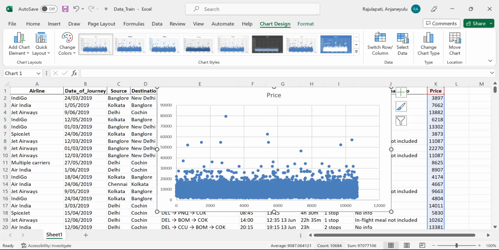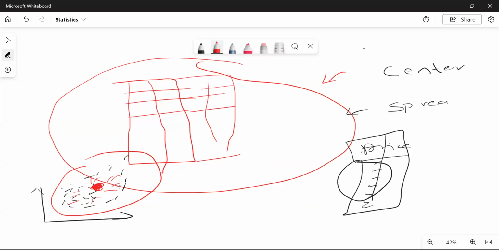For that, we can use the central tendency, the measure of central tendency. For the spread, we need to understand the measure of distribution.